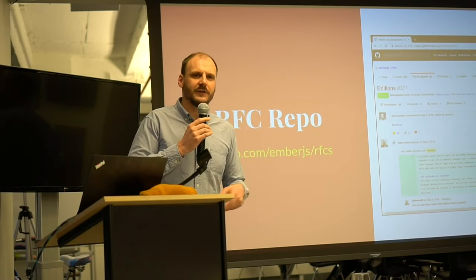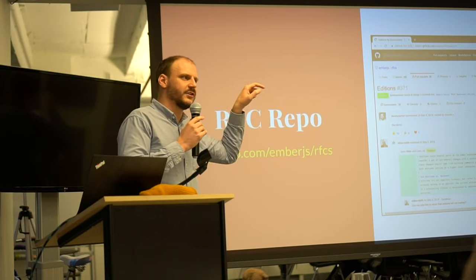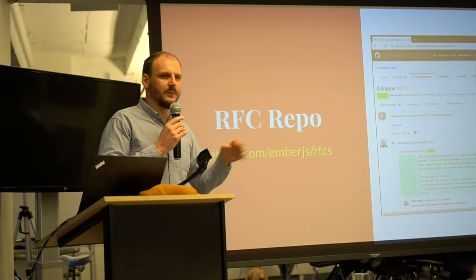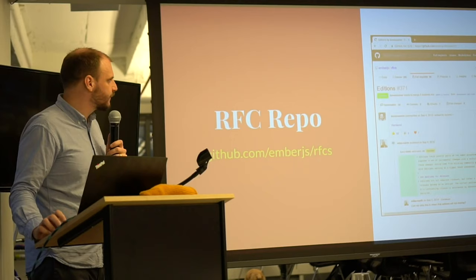So it's a good thing to double check: when you hover over the link, is it showing you a branch name or is it showing you a SHA? Is that SHA really the most recent thing that exists for the RFC?